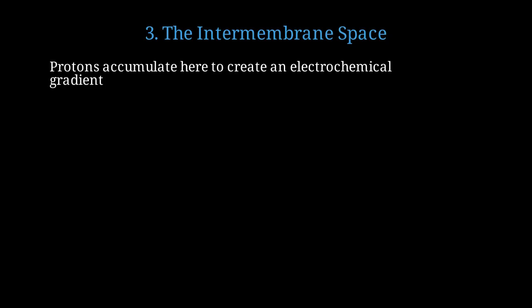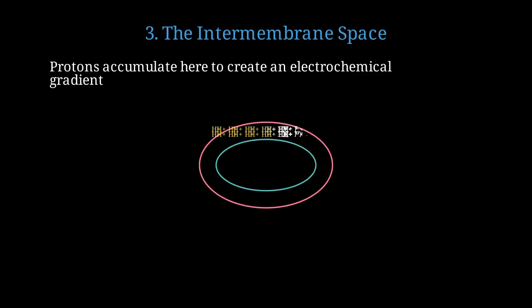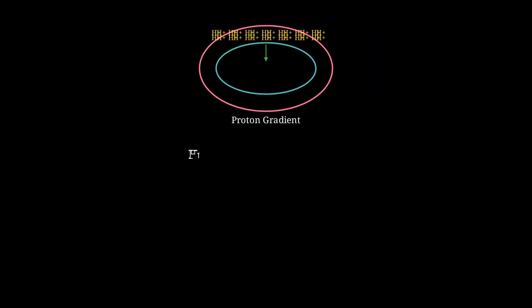The space between the two membranes plays a crucial role in creating the proton gradient. Protons are pumped into the intermembrane space, creating a concentration gradient that stores potential energy. Protons, marked as H+, accumulate in the intermembrane space, creating a high concentration that drives ATP synthesis. High proton concentration equals stored potential energy, just like water behind a dam.